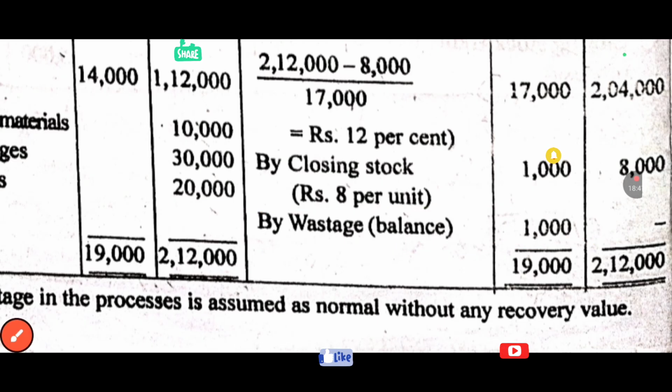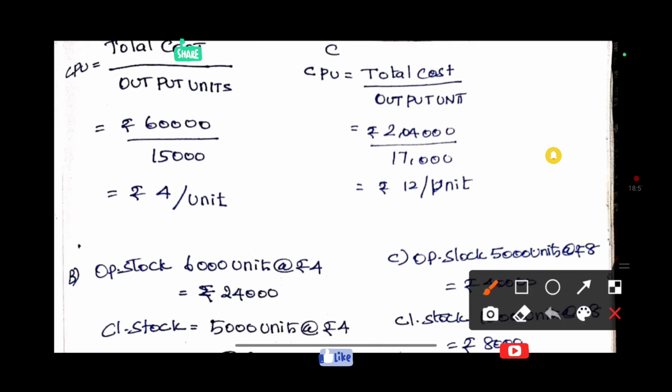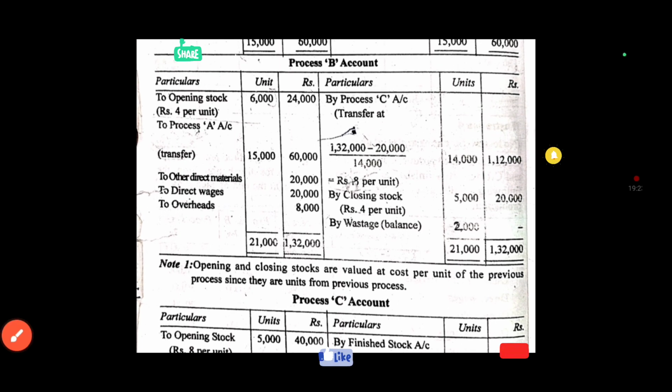Okay, now we need to find out the cost per unit. How can you find out the cost per unit? Total cost divided by output. What is the total cost? We found the total cost from process C account is 2,04,000. The total output is 17,000 units. Then we divide, you will get 12 rupees. The cost per unit is 12 rupees. What is the cost per unit? 12 rupees.